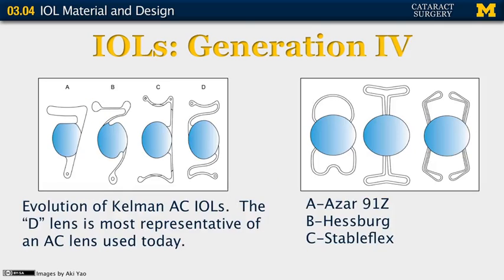The fourth generation of lenses are shown here with many examples of anterior chamber lens implants. The lenses on the left are examples of Kalman anterior chamber lens implants, and you will note that lens D is very similar to the modern anterior chamber lens. All of these are open loop haptics so that the haptics are quite flexible, and this flexibility allows the lenses to be very well tolerated in the anterior chamber.